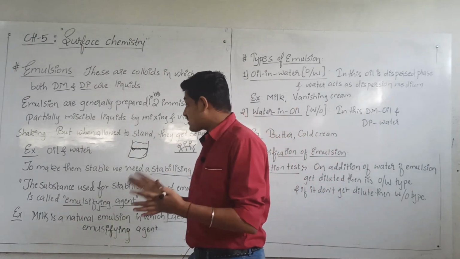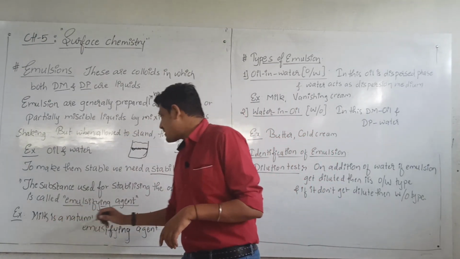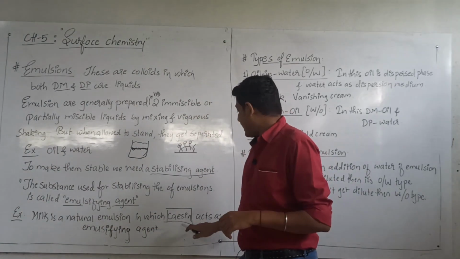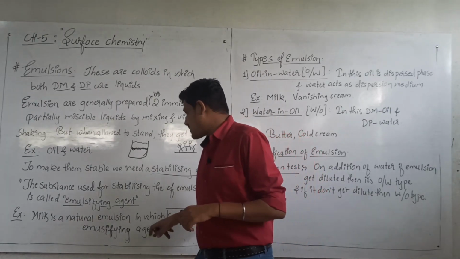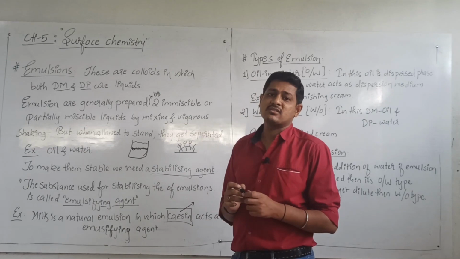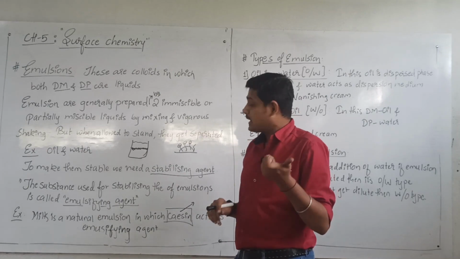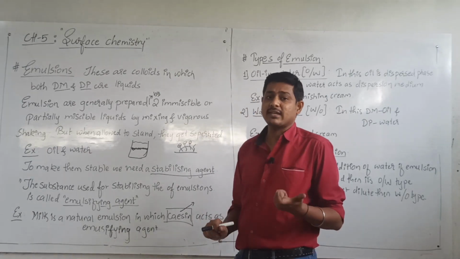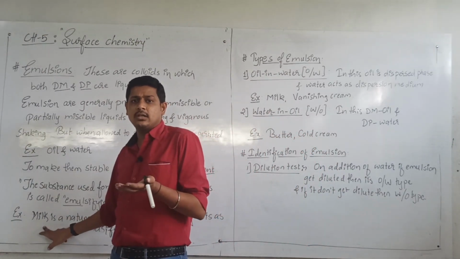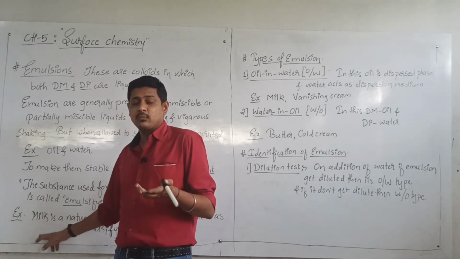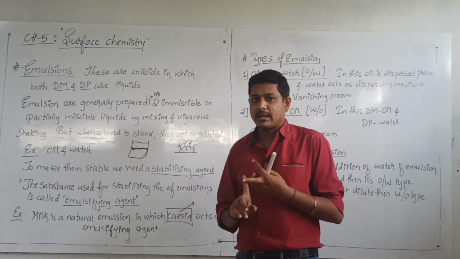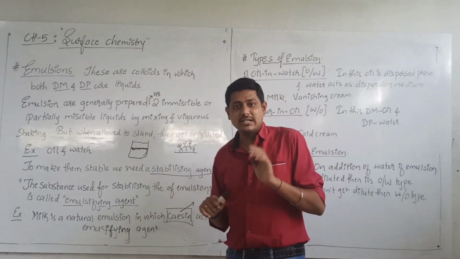For example, the best example is milk, a natural emulsion in which casein acts as the emulsifying agent. Many times a 1-mark tricky question is asked: what is the emulsifying agent present in milk? It is casein. Then you may ask, what is milk made up of? Milk is made up of two substances: water and liquid fat.